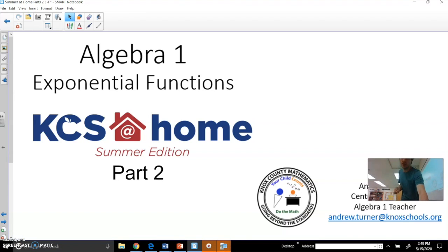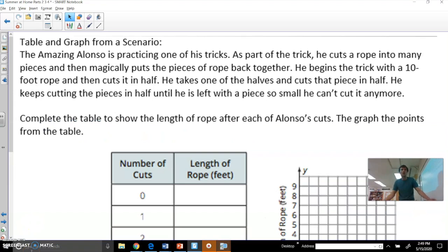So we've been talking a little bit about exponential functions, and we're going to jump into this with a little bit more context. Here's a little story about a magician. He's practicing one of his tricks, and part of his trick, he takes a rope and cuts it into several pieces and magically puts them all back together. He begins with a 10-foot-long rope, and that's very important for filling out this table here. So he has not cut it yet, and that rope is still 10 feet long.